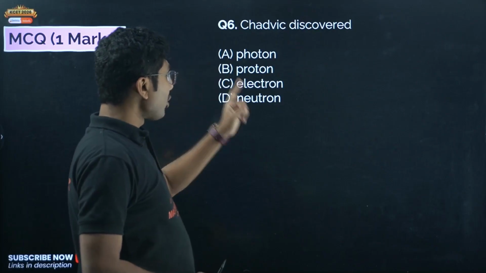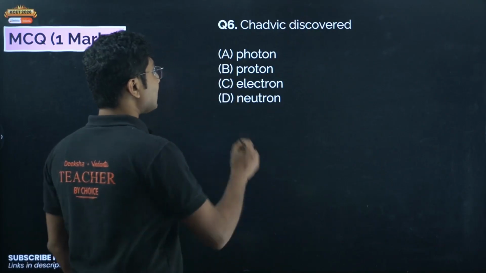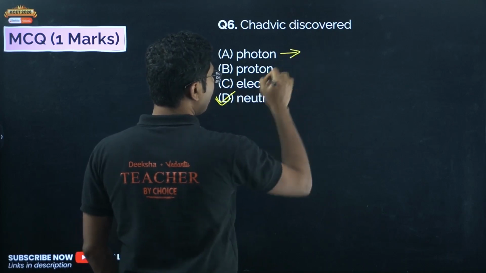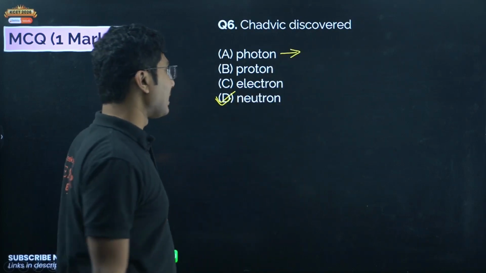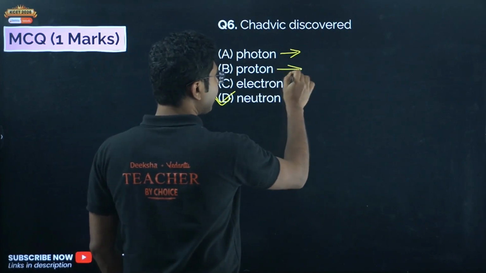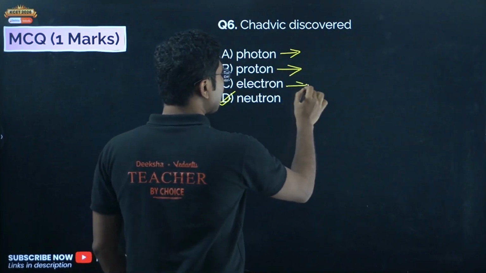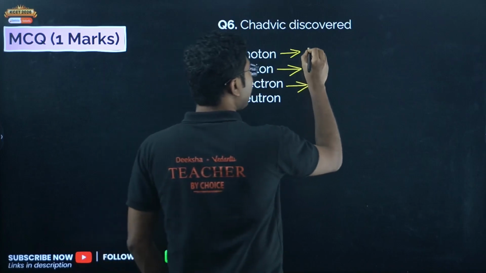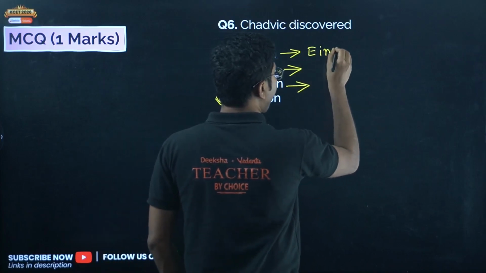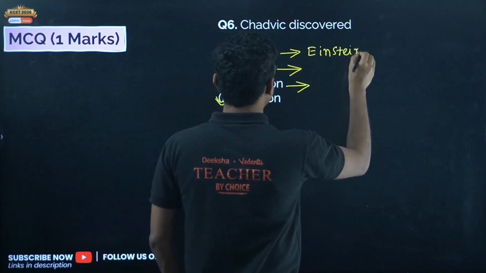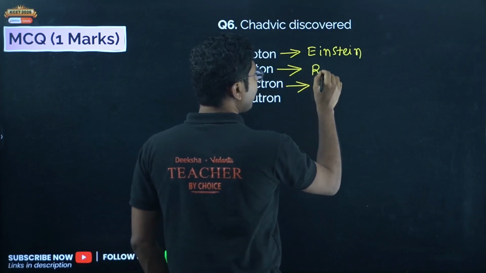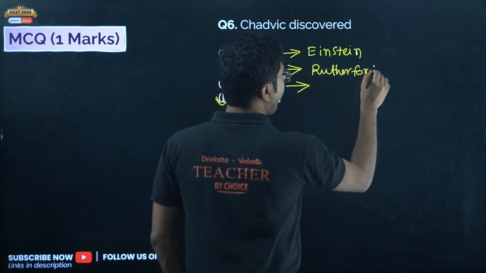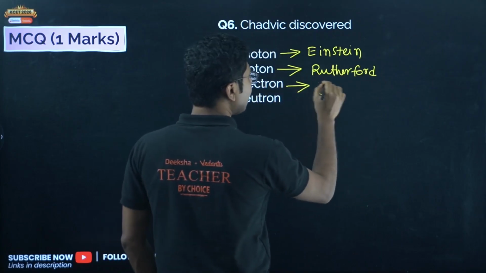Chadwick discovered photon, proton, electron or neutron? Chadwick discovered the neutron. Remember that the photon is mostly associated with Albert Einstein, the proton is associated with Rutherford, and the electron is associated with J.J. Thomson.